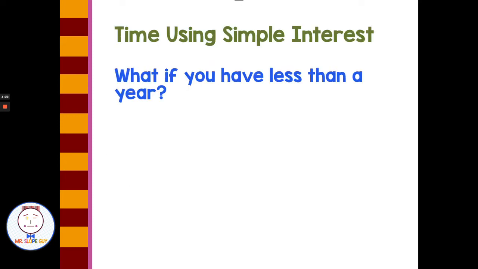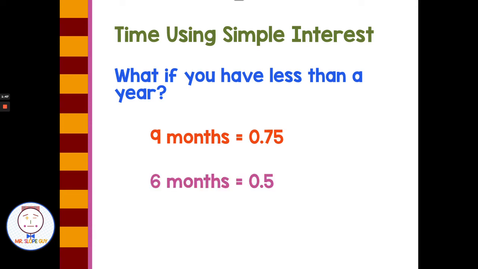So we could think of things out of months. So let's say 9 months would be, we couldn't use 9 because 9 would be 9 years. We could take 9 divided by 12 and put 0.75 in for time. Or if you had 6 months, that would be 6 twelfths or 0.5 for time. So in simple interest, you do need to be careful and make sure you put in your percent as a decimal. Make sure you put your time in years. But simple interest, pretty easy formula to use.